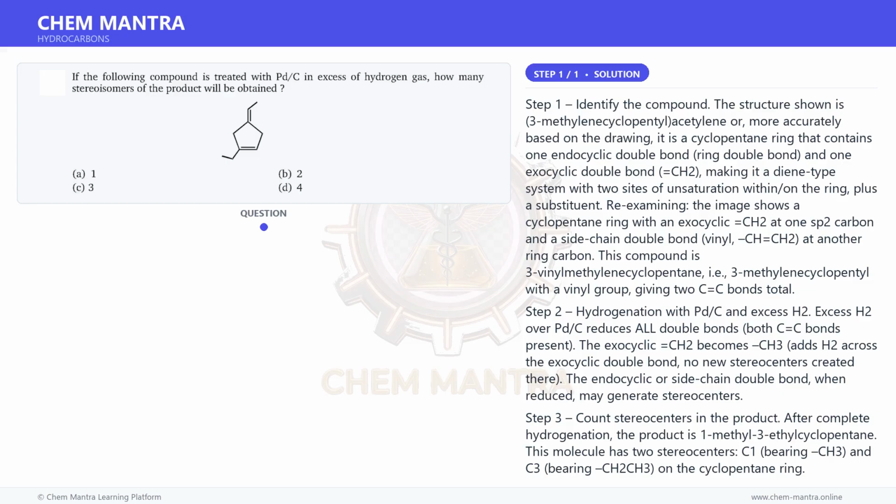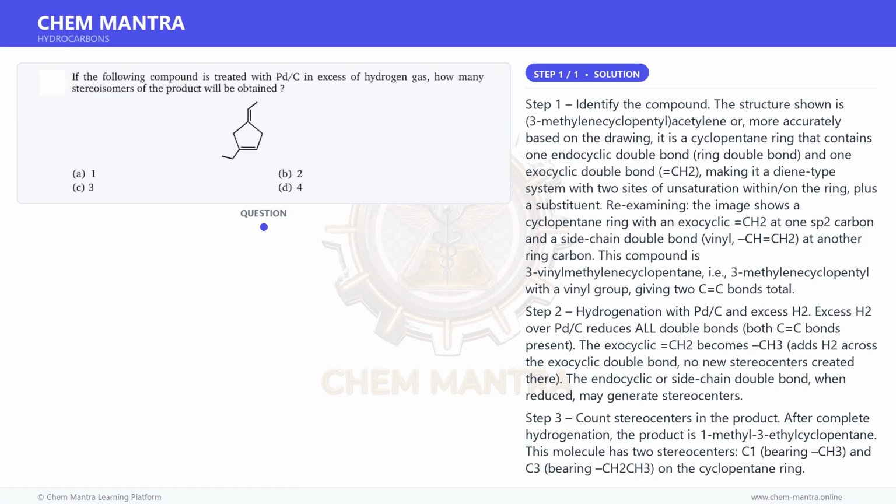The structure shown is 3-methylene-cyclopentyl acetylene, or more accurately based on the drawing, it is a cyclopentane ring that contains one endocyclic double bond, a ring double bond, and one exocyclic double bond, =CH2, making it a diene-type system with two sites of unsaturation within the ring, plus a substituent.